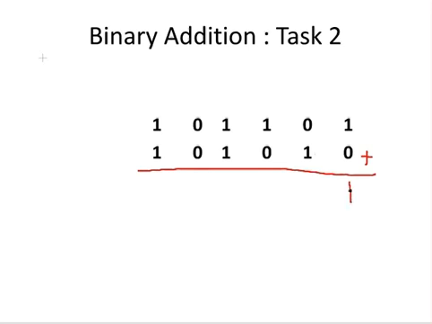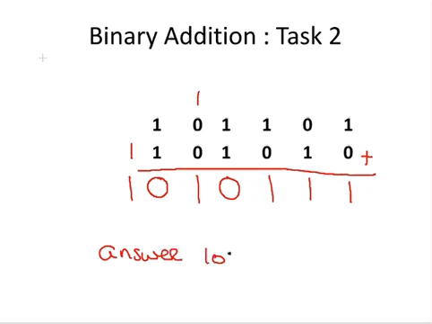So 1 plus 0 equals 1, 0 plus 1 equals 1, 1 plus 0 equals 1, 1 and 1, that's 1, 0, leave the 0, carry the 1, 1 plus 0 is just 1, and 1 plus 1 is 1, 0, so leave the 0 and carry the 1. So there we have it, the answer is 1010111, and that's 87 in decimal form.